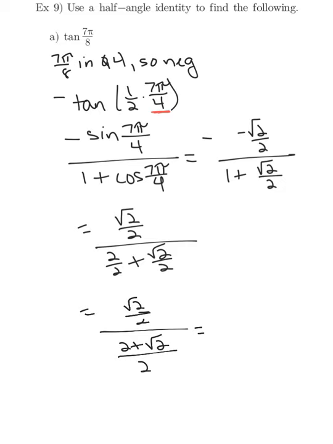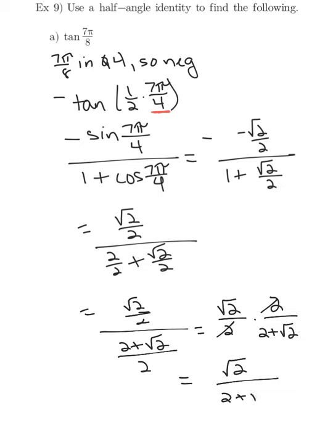Flip and multiply by the denominator, so we have the square root of 2 over 2 times 2 over 2 plus the square root of 2. 2 over 2 equals 1. We are left with then the square root of 2 over 2 plus the square root of 2. You may leave your answers in this form. You do not need to do anything to change that. Do not put it in your calculator. Leave it alone.